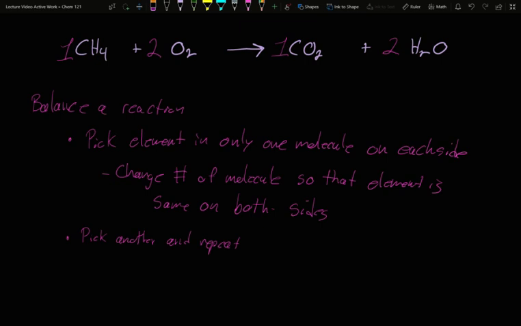For every 1 methane molecule that burns, I need 2 dioxygen molecules. They'll react, the atoms will break apart, reorganize, they will produce a single carbon dioxide and 2 waters. This is how we balance a reaction.